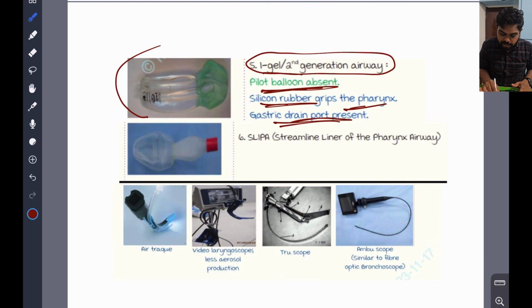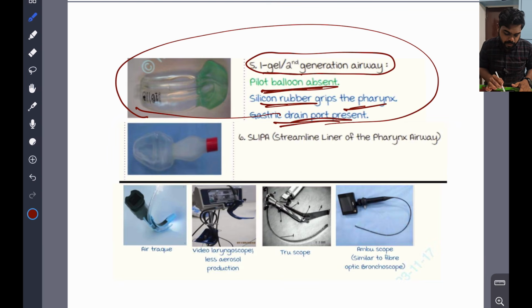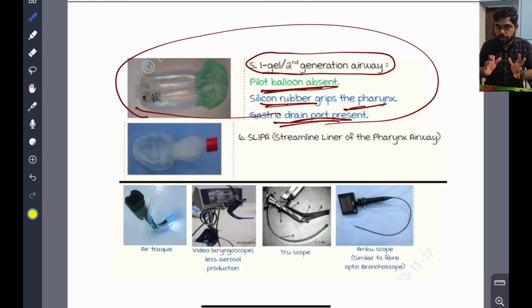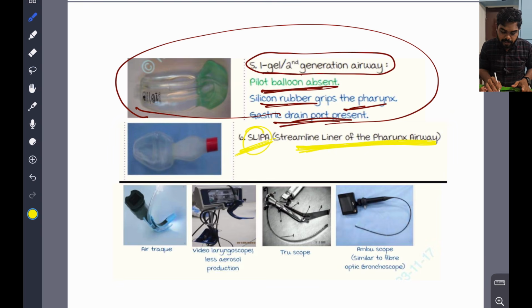See, this is a spotter diagram, spotter only. You should know this. Okay. There are a few more extra, but I didn't put everything. At least if you know these four, for a question you can eliminate one or two options. And last is SLIPA. Don't slip in your NEET PG preparation. SLIPA, streamlined liner of pharynx airway. You can see the image. See this image, please. Before the exam, watch it again and again and learn this by heart.